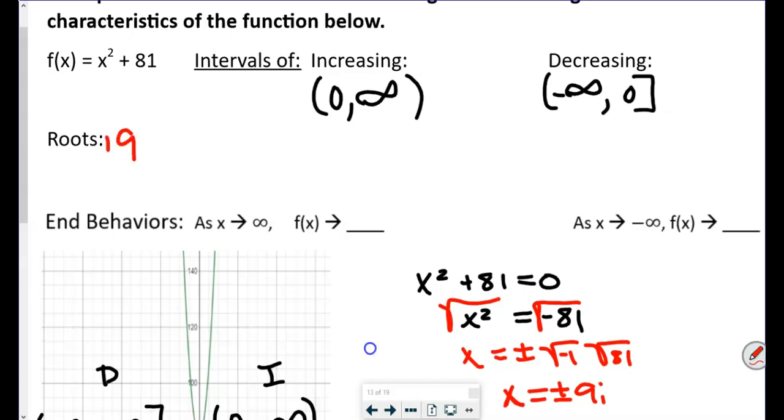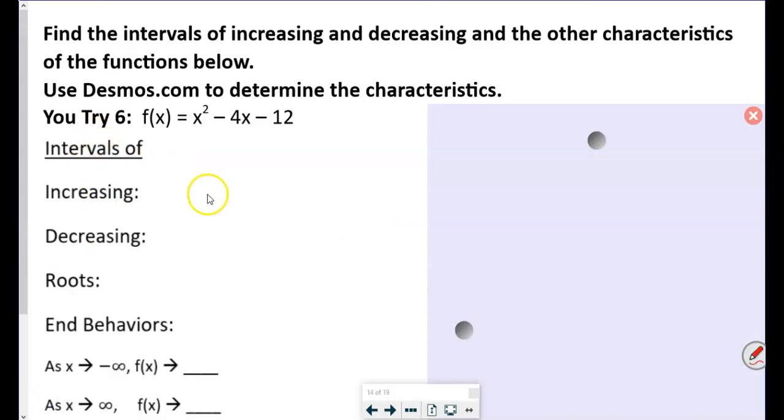Now this is the deal, guys. We knew that it was not going to have real roots because it did not cross the x-axis. Now let's talk about our end behaviors, and that means this right here. Where does the graph end? Yep, infinity and infinity, okay? So I'd like you guys to do this one on Desmos and come back to me when you're done, okay? Again, remember you're looking for the interval of increase, decrease, roots, and end behaviors, okay?